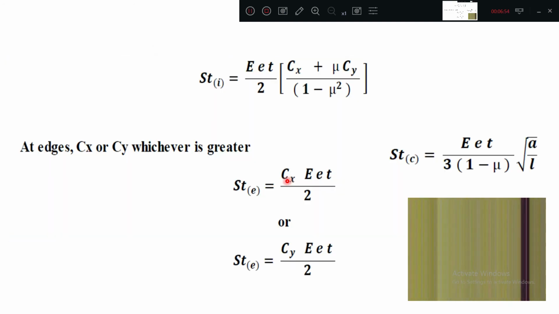Now this is the same thing. These three, 1, 2, 3, are the equations for stresses due to temperature. That is why T has come.